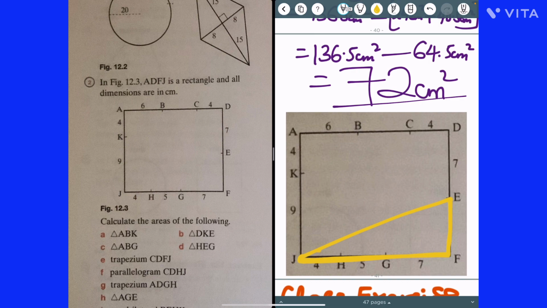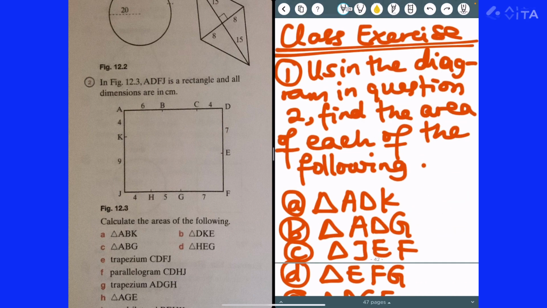So your base is what? 16. And your height is, I think we found this many times, 6. So the area of triangle JEF will be half base times height. This base and height are perpendicular. The base is 16, the height is 6. So half times base times height. You write your formula first, then you write half times 16 times 6.